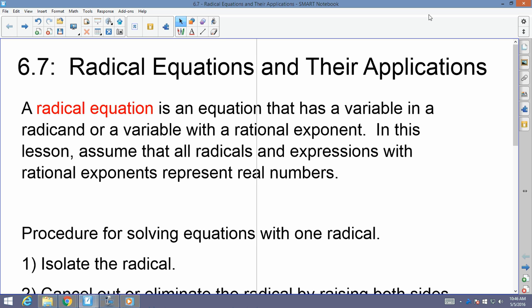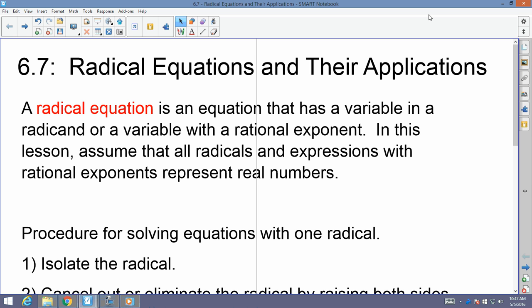Today, guys, we're going to learn how to solve radical equations. A radical equation is an equation that has a variable in a radicand, or a variable with a rational exponent. In this lesson, assume that radicals and expressions with rational exponents represent real numbers. And I made a little bit of a mistake here. It is in a radicand. Yeah, the radicand is the variable. Okay, so the procedure.